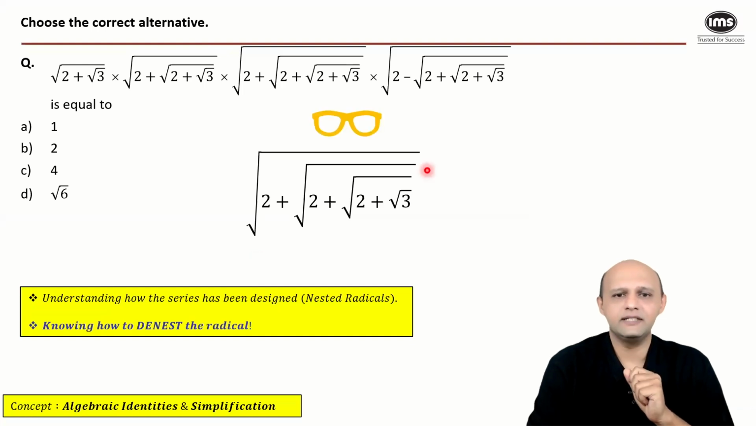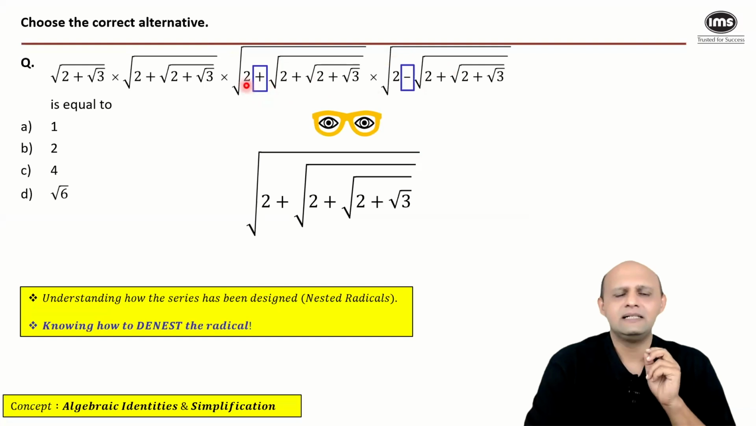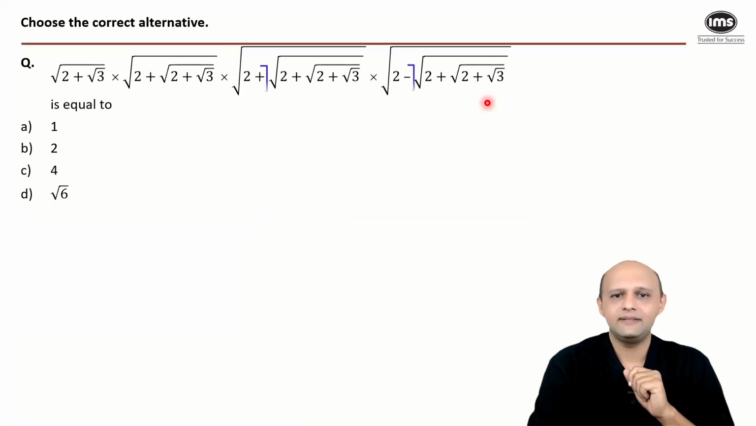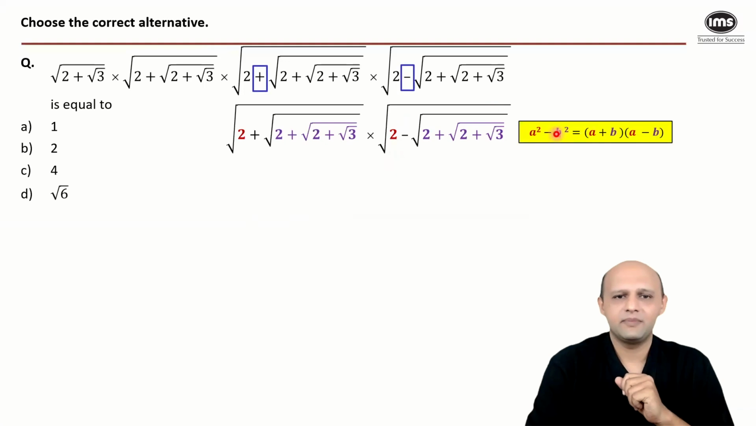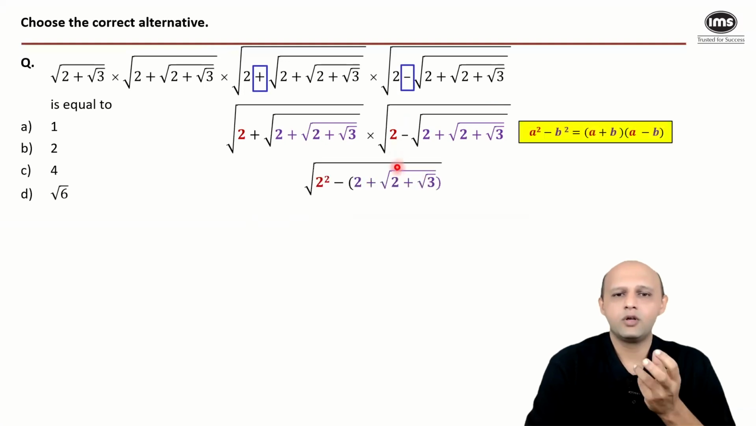If you observe carefully here, what do you notice? You'll notice that these two are essentially conjugates, of the type a plus root b, a minus root b. So what do you do with this? You apply the identity a square minus b square. But the way it has been disguised and presented in this form makes this question interesting. So a square minus b square is a plus b, a minus b. So you go on simplifying now.